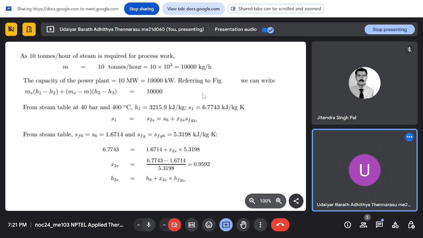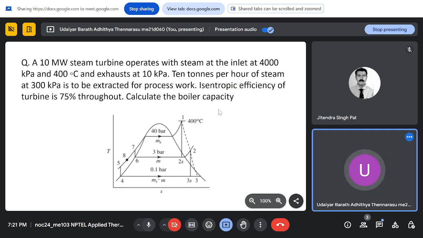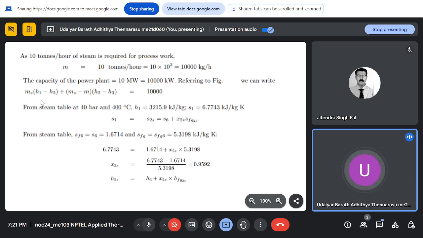So the power which is generated in the turbine, if we see in the diagram, is Ms into H1 minus H2, plus Ms minus M, because the M amount of steam is taken away, the rest of the portion is Ms minus M, which is expanding from state 2 to 3. So Ms minus M into H2 minus H3. So that is what is written here, Ms into H1 minus H2 plus Ms minus M into H2 minus H3. This gives you the total capacity of the power plant, the work which is generated. So that is 10,000 kilowatt.